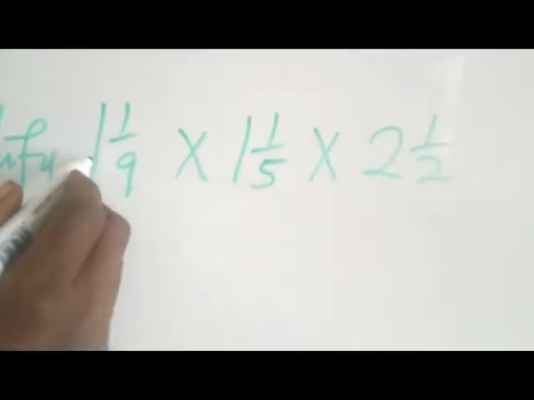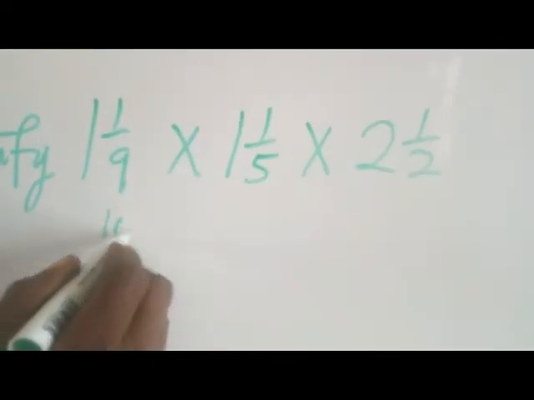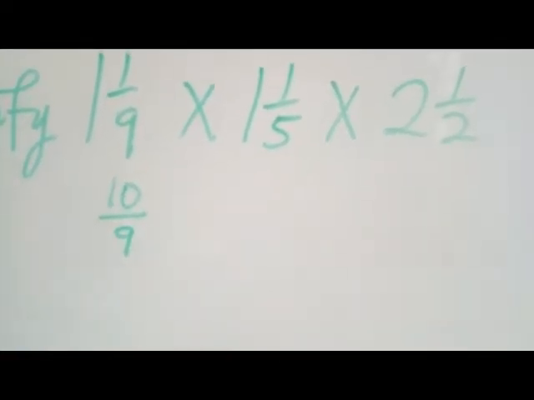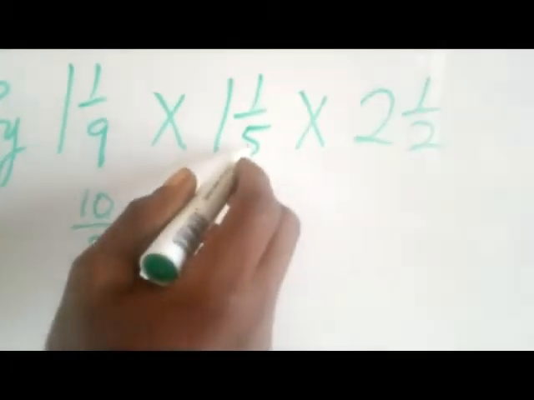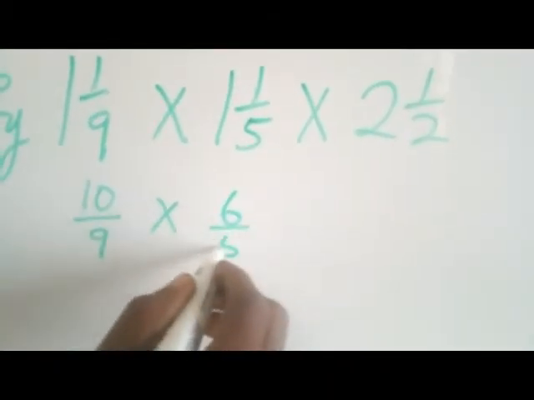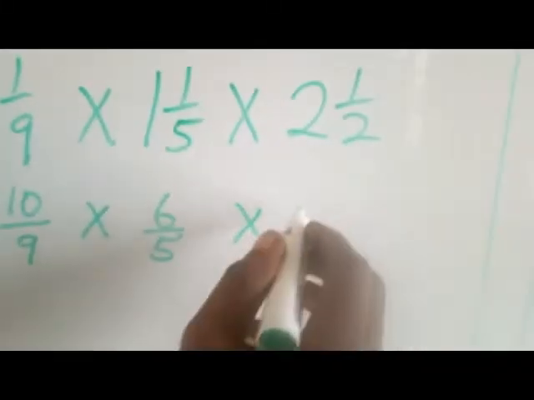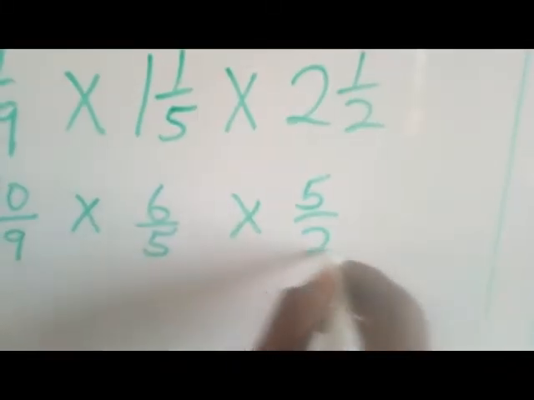So 9 times 1 is 9, plus 1 gives us 10 all over 9. You do the same thing with this: 5 times 1 is 5, plus 1, you have 6 over 5. Then 2 times 2 is 4, plus 1, I have 5 over 2.